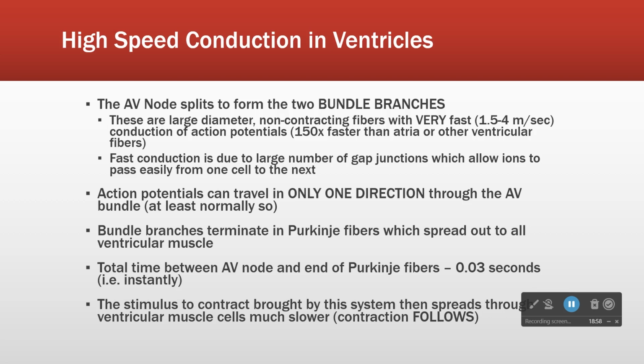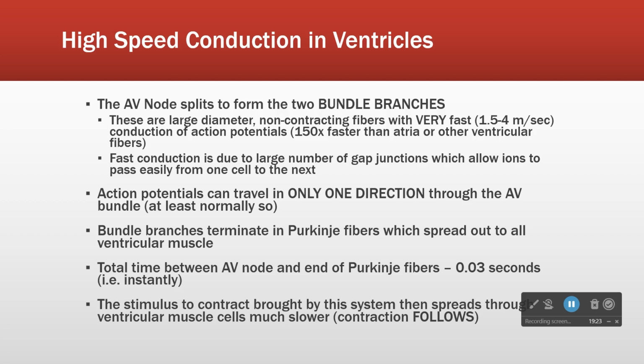The AV node splits into the left and right bundle branches. These are large diameter, non-contractile fibers, very fast conduction. In other words, they have lots and lots of gap junctions. So it runs through like a wire, 150 times faster than the atria. So very, very fast.